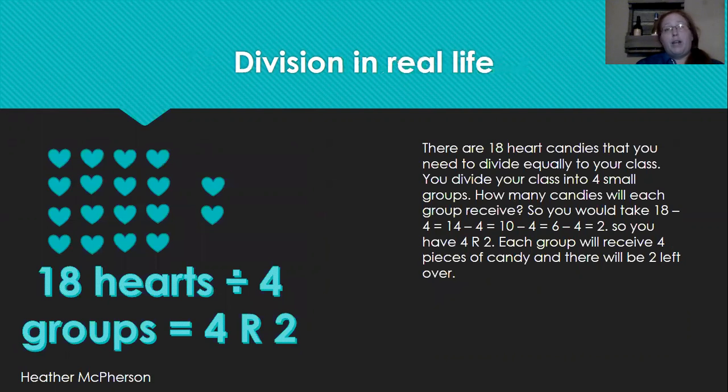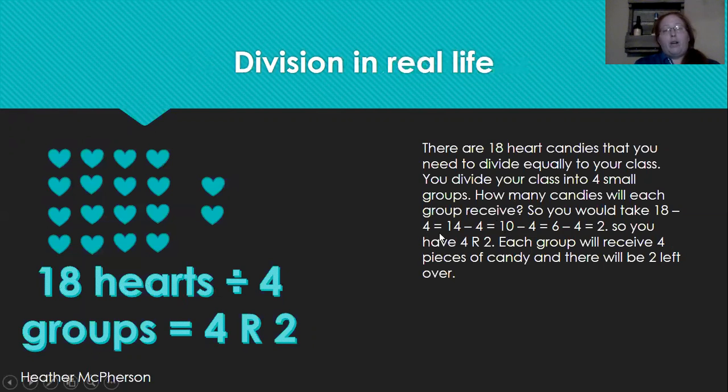While working with repeated subtraction, you would take 18, which is the number of candies you start off with, and subtract 4. You get 14, subtract 4 equals 10, minus 4 equals 6, minus 4 equals 2. Now that 2 is a smaller number than 4, you can't subtract anymore because we're not trying to end up with negative numbers. So then you would count how many times 4 was subtracted from 18.